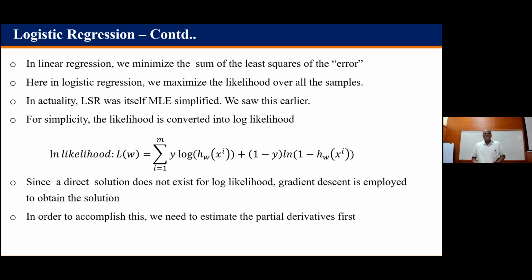So in logistic regression, we maximize the likelihood over all samples. In least square regression also, I proved that the minimization of the sum of least squares is nothing but the maximization of the maximum likelihood, maximizing the probability of likelihood. In actuality, the LSR was itself ML simplified. We saw this earlier. For simplicity, the probability is converted to a log. And it is done over many trials.